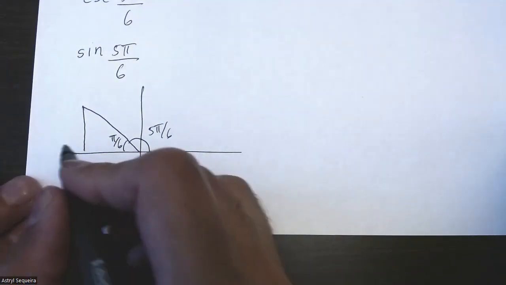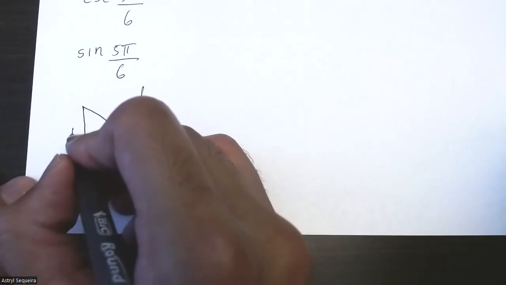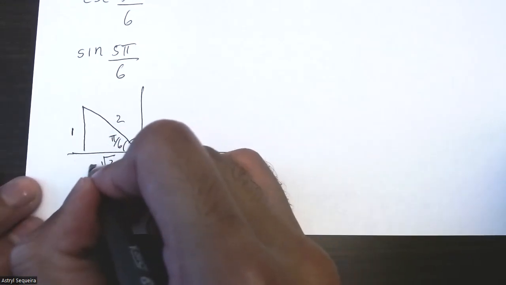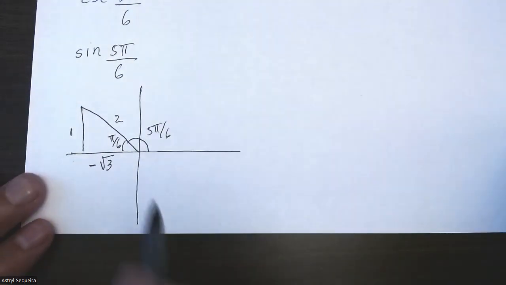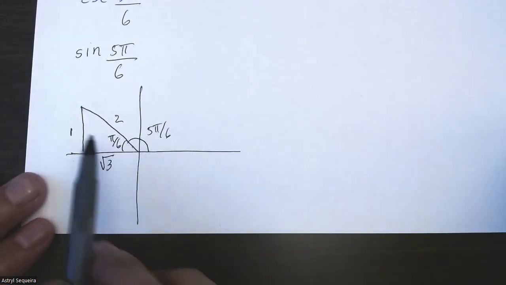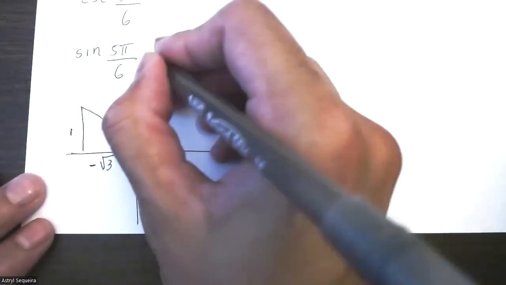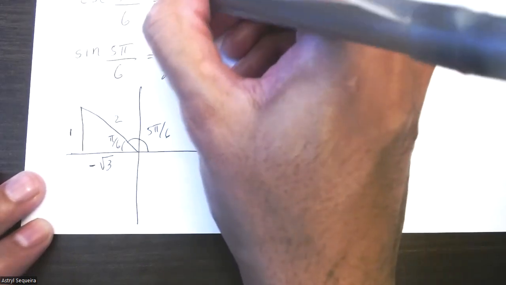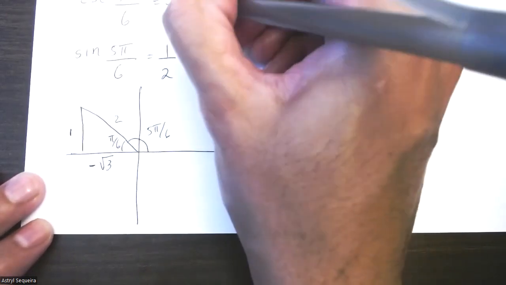Then I'll label my sides. So this is going to be 1, √3, and 2, and only the x value is negative here. The sine is opposite over hypotenuse, so 1 over 2, which means cosec is going to be the reciprocal of that, so 2 over 1, which is just 2.